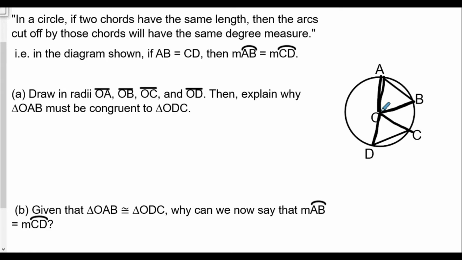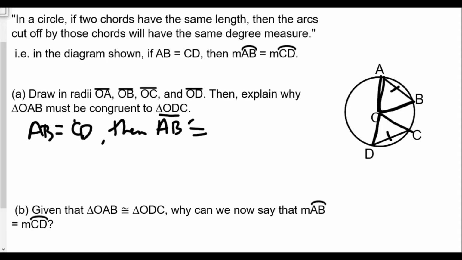Well, we are given that AB has the same measure as CD. Therefore, AB is congruent to CD. So we know if AB equals CD, then AB is congruent to CD. And our reasoning is: if two segments have the same measure, then they're congruent.